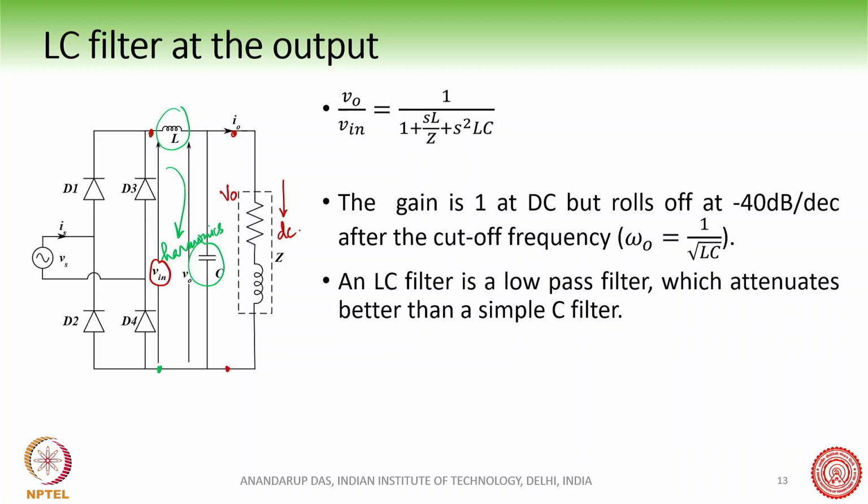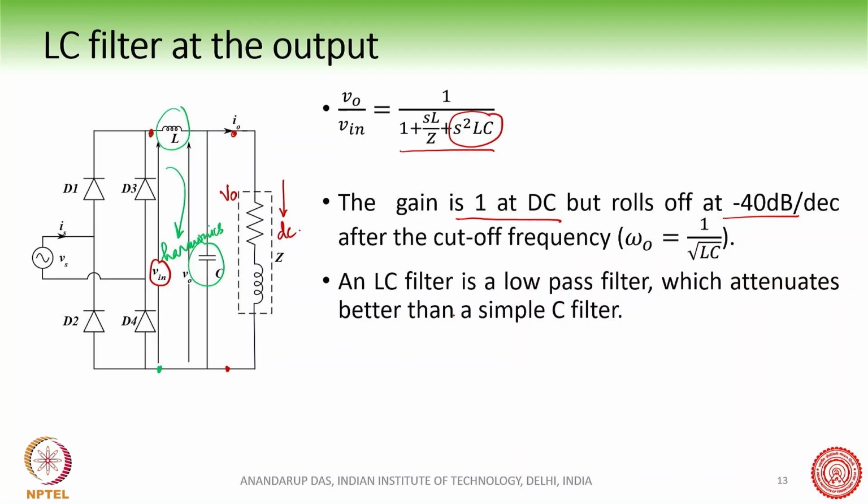Now if you see the voltage gain of the filter, you can just put the transfer function of this one, and you will find that it has a transfer function like this. The gain is 1 at DC, because at s equal to 0 the gain is 1, so at DC the input voltage equals the output voltage, that is good. But then it rolls off at minus 40 dB per decade after the cutoff frequency, because there are two passive elements, L and C, and because of this factor here.